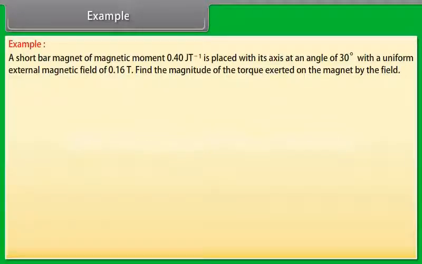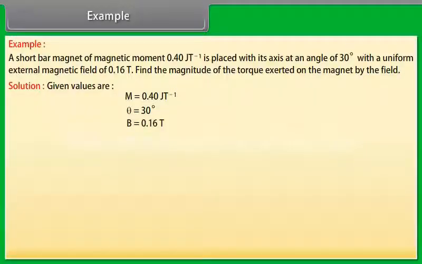Example. Let's take an example of a dipole in a uniform magnetic field. A short bar magnet of magnetic moment 0.40 joule per Tesla is placed with its axis at an angle of 30 degrees with a uniform external magnetic field of 0.16 Tesla. Find the magnitude of the torque exerted on the magnet by the field. Let's see the solution. Here the given values are: M equals 0.40 joule per Tesla, theta equals 30 degrees, B equals 0.16 Tesla.